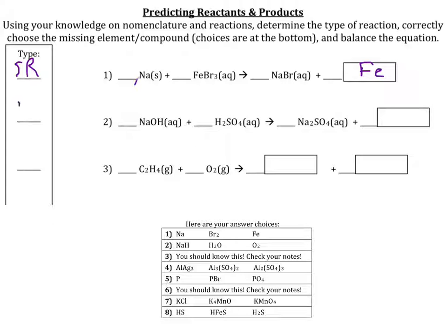Okay, number two. This is a double replacement. We have a compound and a compound. It's going to make another compound and another compound. Now let's take a look here. Here's our options.